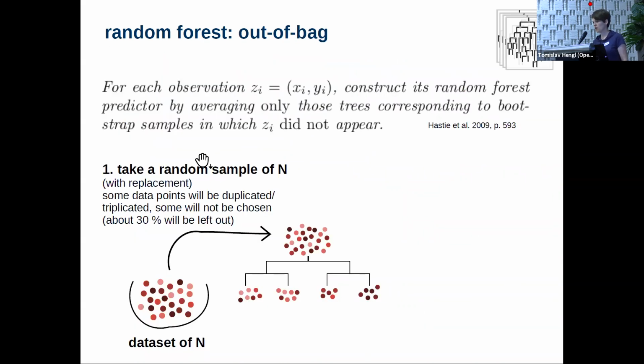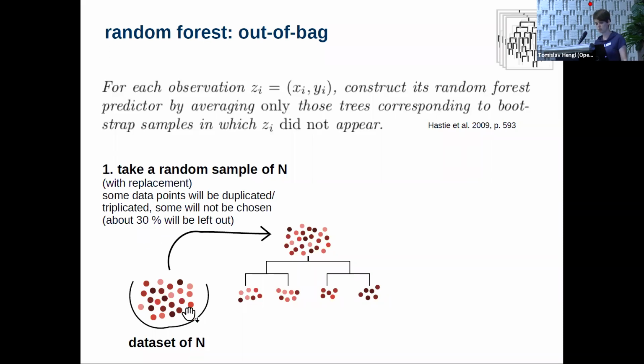So now, most of you have likely heard of this out-of-bag error. What's that exactly? According to Hayes, for each observation, you construct its random forest predictor by averaging only those trees corresponding to the bootstrap samples which did not include that observation. So basically you sample with replacement, and usually with this procedure, about 30% are not taken into your actual sample for this one tree.